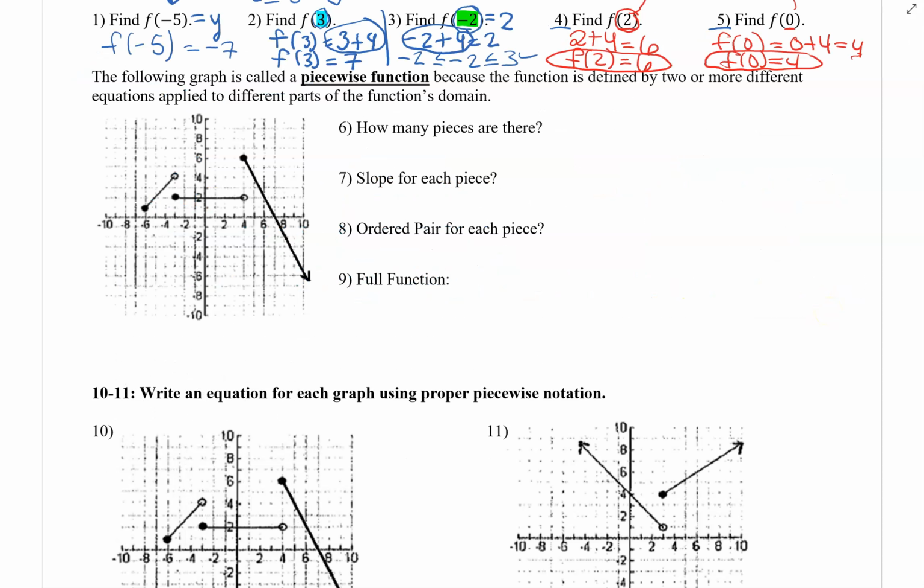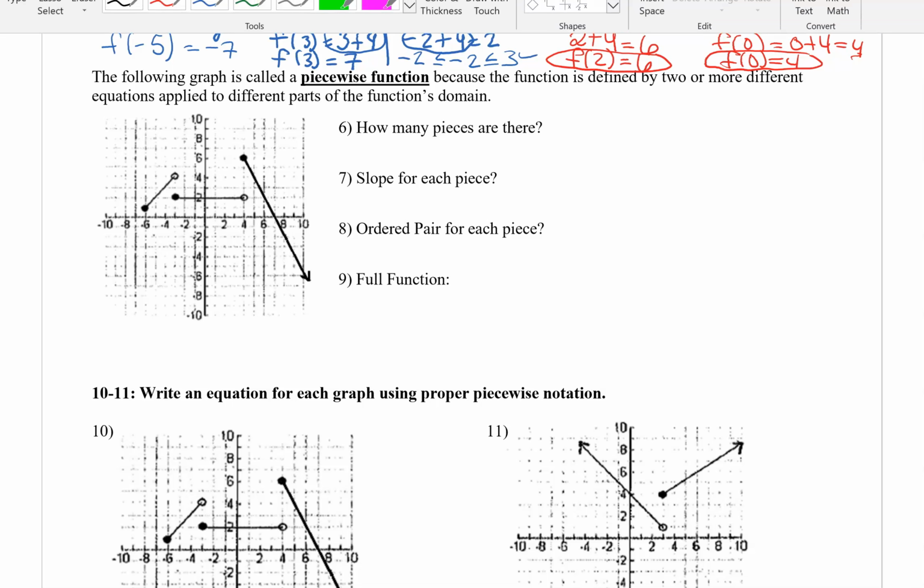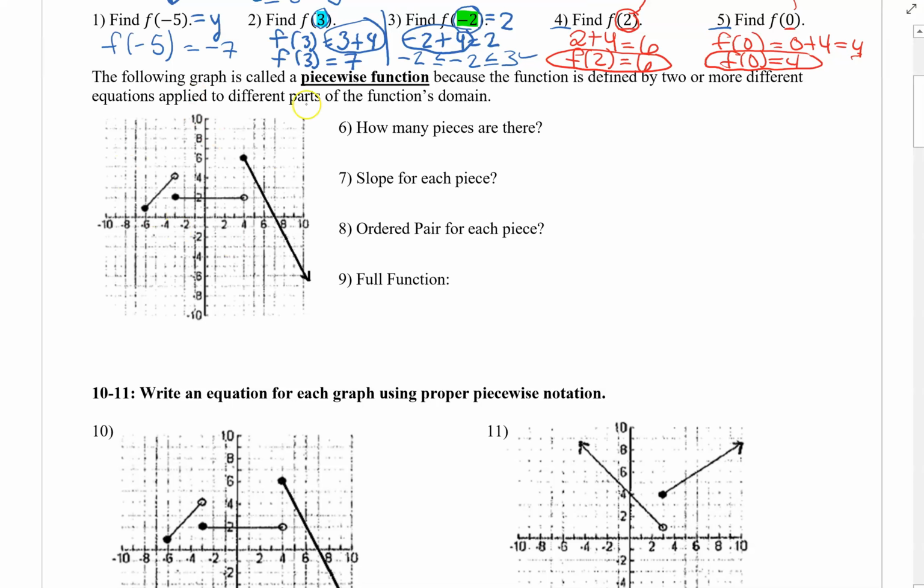So now that we've reviewed a little bit of evaluating, let's start looking at how these functions piece together. The following graph here is called a piecewise function because it is defined by 2 or more different equations applied to different parts of the function's domain. Each of these equations turns into a piece on the graph. And I hope you can see here that this graph has 3 pieces. I'm going to think of this one here as piece number 1. The middle horizontal line is piece number 2, and then this very steep line on the right is piece number 3.